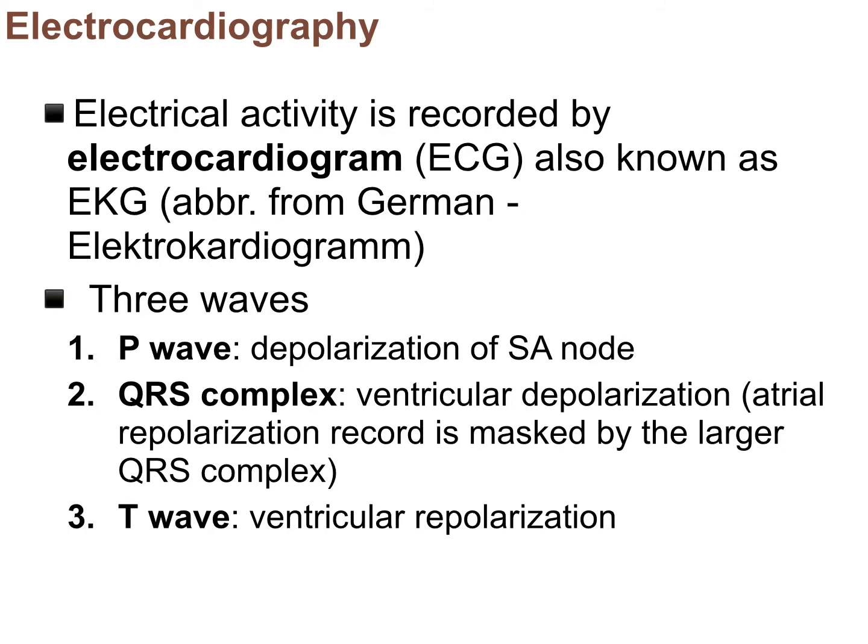Now, how do we measure the electricity in the heart? Well, an electrocardiogram, an EKG in German, which is where the term originated, or ECG, is an electrocardiogram. This is going to measure electrical activity, and it's going to have three different waves. You're going to have a P wave, a QRS complex, and a T wave. Let me talk about these on the next slide.